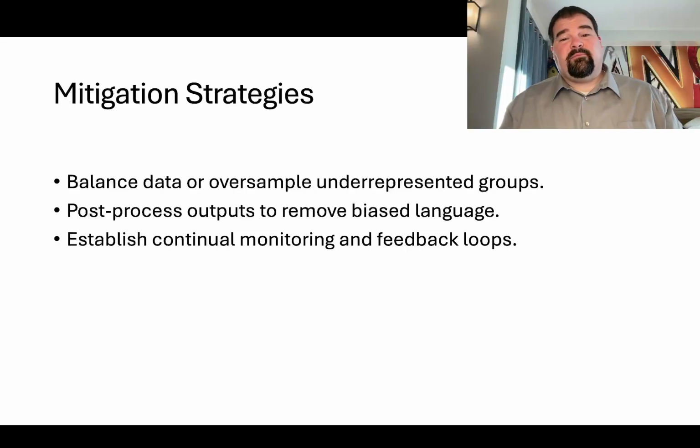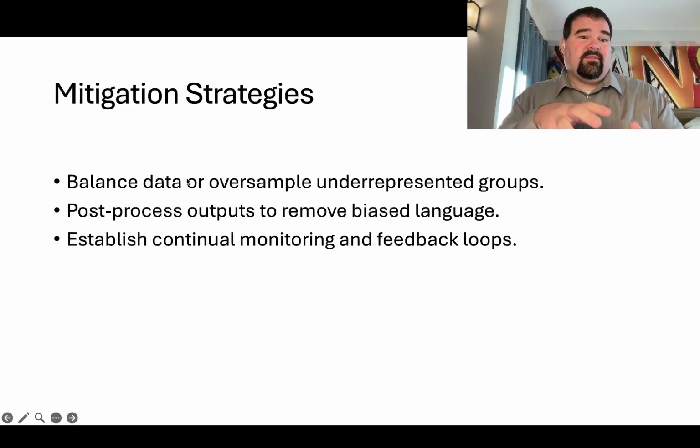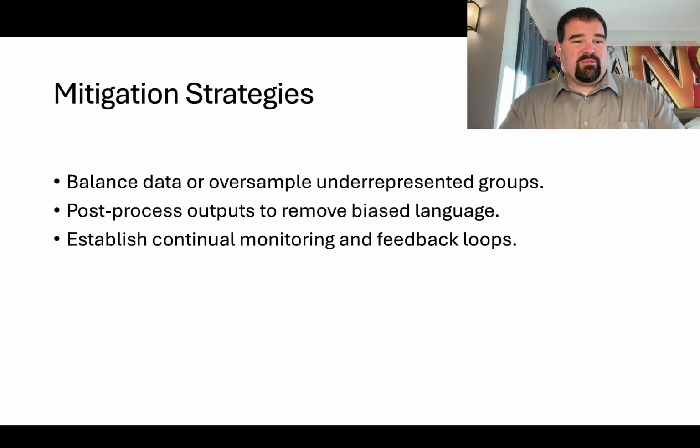So there are a lot of mitigation strategies. I mentioned that we can use synthetic data to help build out additional underrepresented groups. We can also just cut down some of the data that we're using for the overrepresented groups, we can balance the data or oversample the underrepresented groups. We can also do some post-processing to remove the biased language. And as we're doing all of this, we do need to implement some type of continual monitoring and feedback loops.